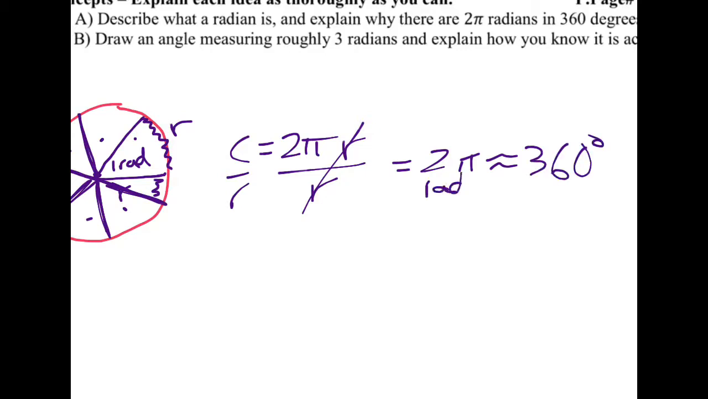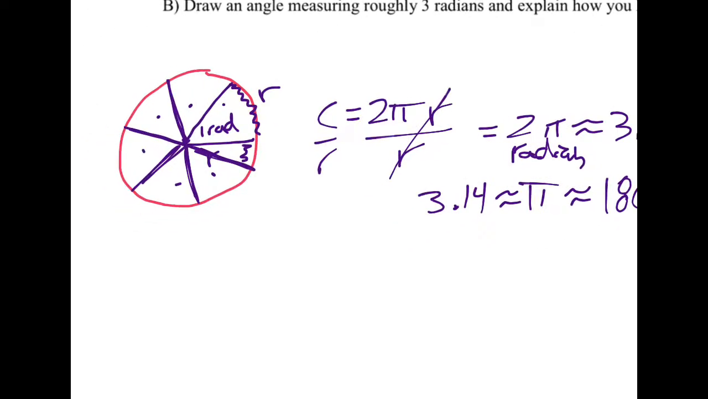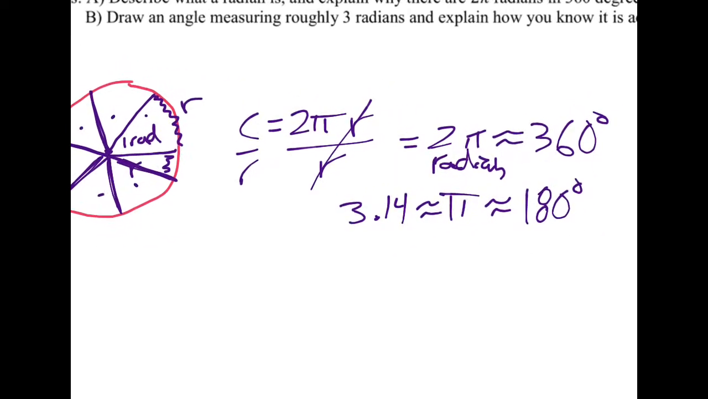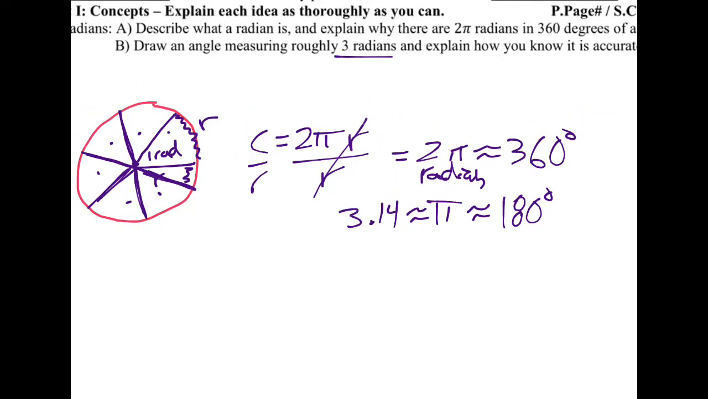2 pi radians is equivalent to 360 degrees, which means that pi radians is equivalent to 180 degrees. And pi is roughly 3.14. And so, if I draw an angle, I want to draw an angle that's 3 radians.